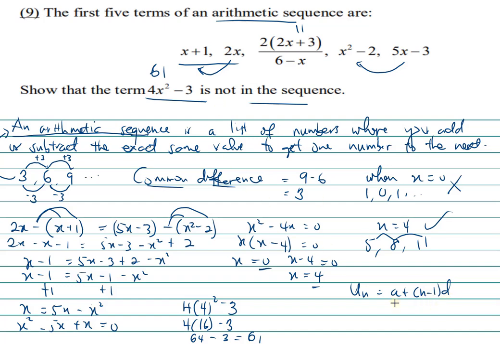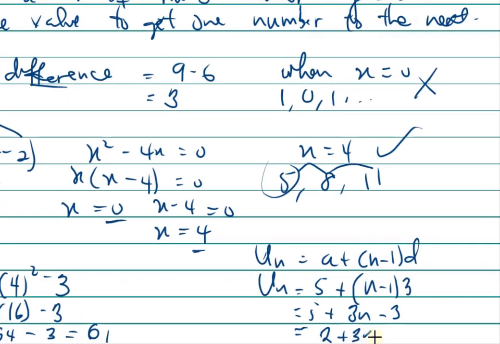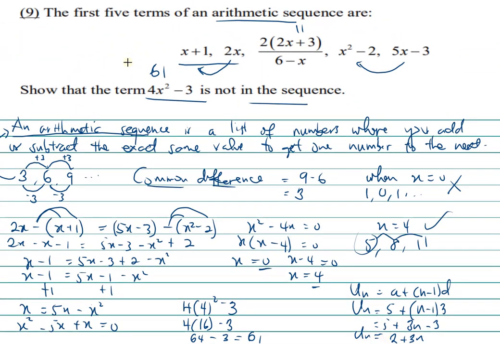So with this sequence, because we know the first term is 5, we have un is equal to 5 plus, what is the common difference? The common difference is 3, because moving from 5 to 8 is 3. So we have n minus 1 times 3. Then we expand: 5 plus 3 times n will give us 3n, and 3 times negative 1 will give us negative 3. So when we simplify this, we have 5 minus 3, which gives us 2, plus 3n. So it means that this sequence has an nth term of 2 plus 3n.